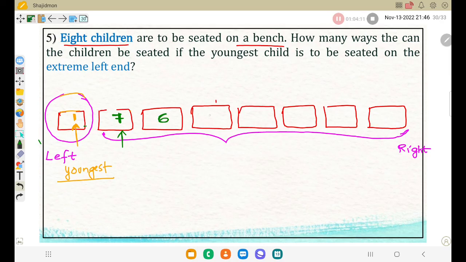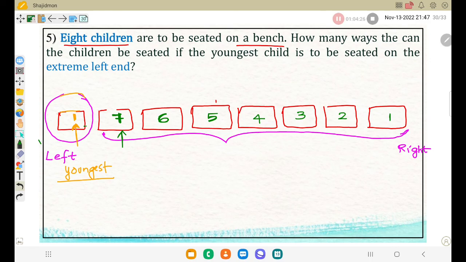Now how many possibilities here? It will be 5 people. 5 children can sit here. How many here? 4. How many here? 3. How many here? 2. And here, one person, correct? I hope you understood that one.